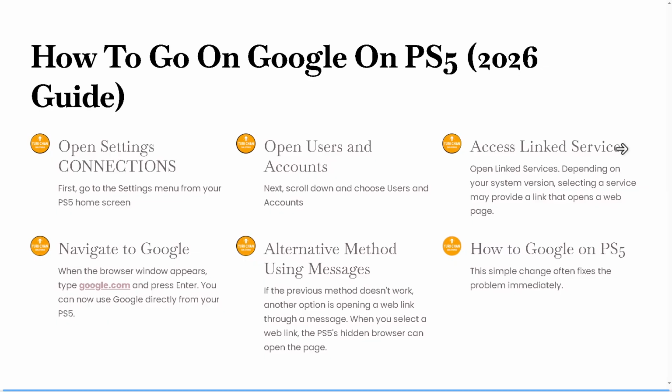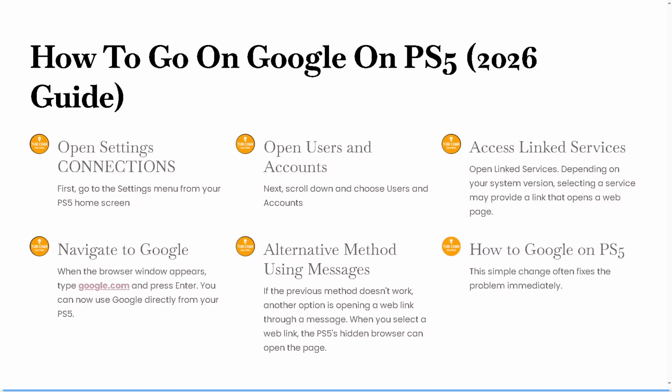Selecting a service may provide a link that opens a web page. If that opens the web page, you might want to make sure to navigate to Google. When the browser window appears, type google.com and press enter. You can now use Google directly from your PS5.